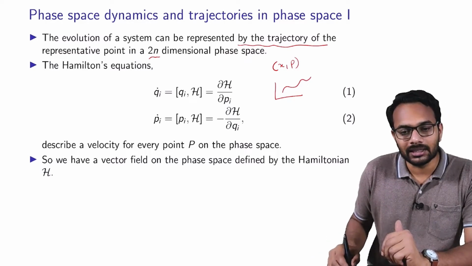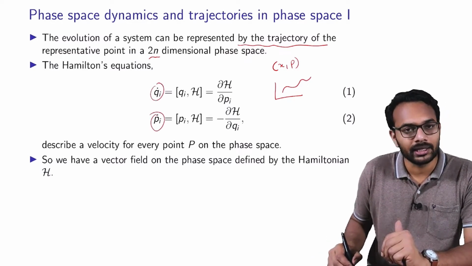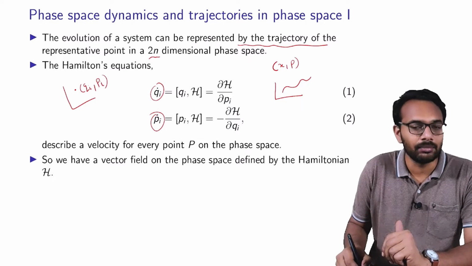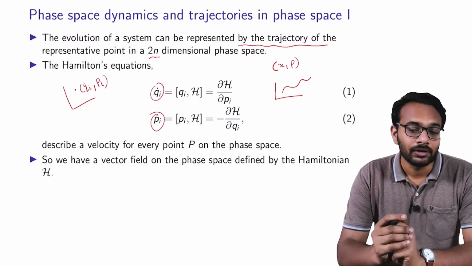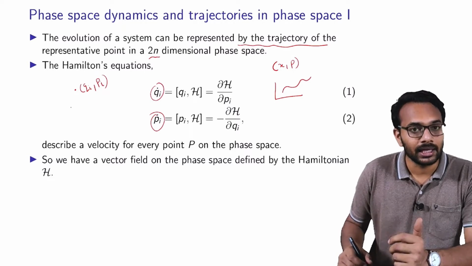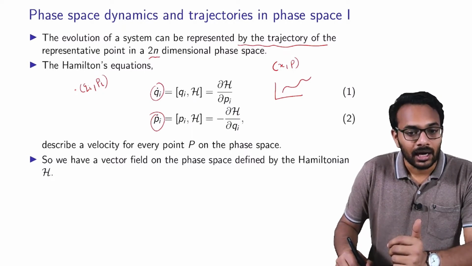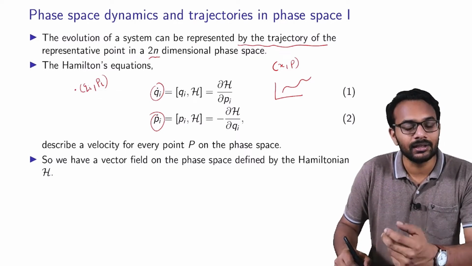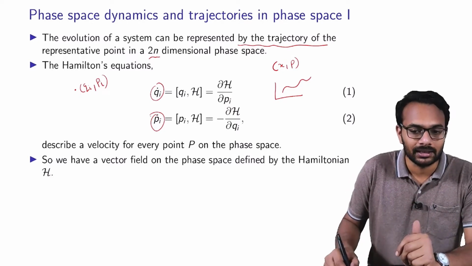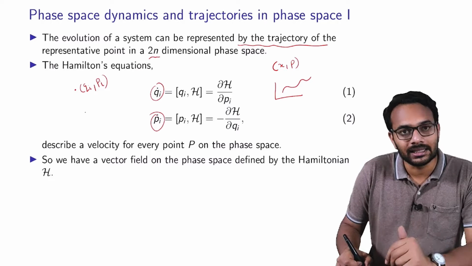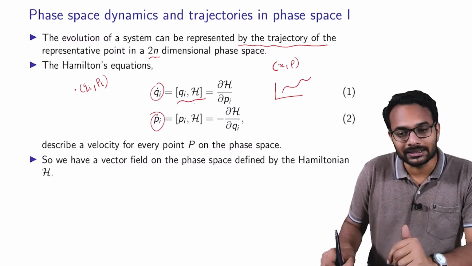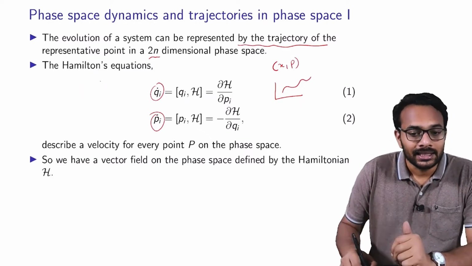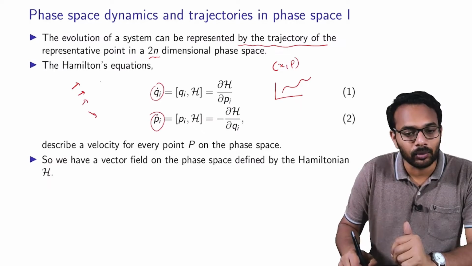If you look at Hamilton's equations, you see that they give you qi dot and pi dot. And each point in phase space is represented by qi and pi. In order to specify a point in phase space, you need to give qi and pi. Hamilton's equations tell how qi will evolve with time and how pi will evolve with time. Essentially, you are getting a velocity in phase space. So what Hamilton's equations actually do is give you tiny arrows corresponding to every point in phase space.